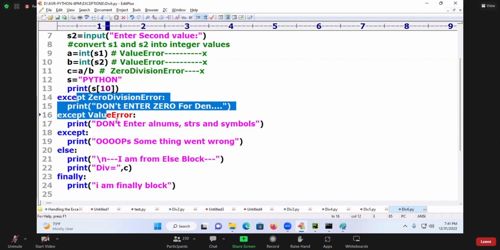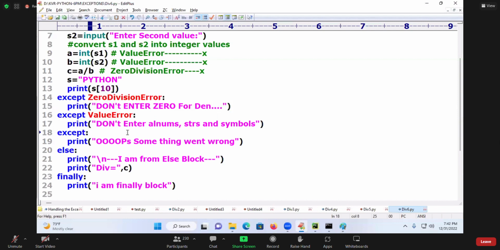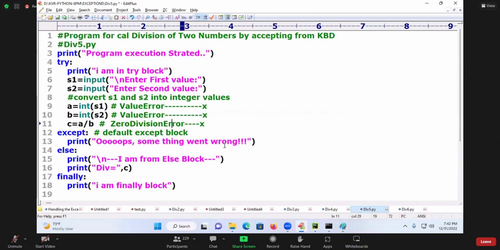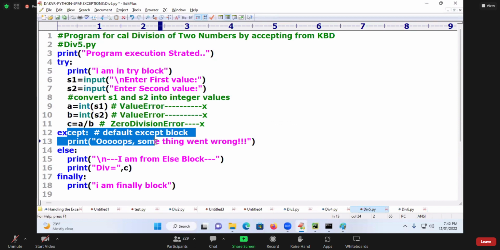py div6.py. See this now. 102 or 120. What is that? Oops, something went wrong. Definitely the 2024 programmer will see, oops, something went wrong. Where is that? He will start searching. Because of this program, these two exceptions are coming. Because of my 2024 statements, oops, something went wrong.